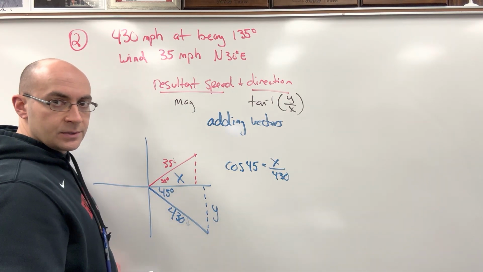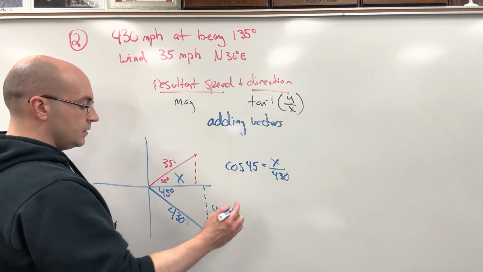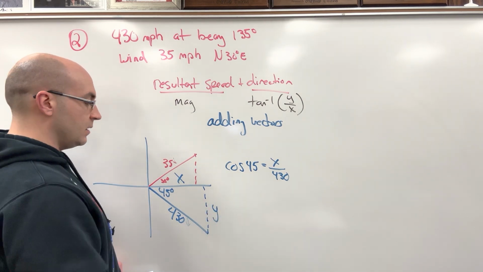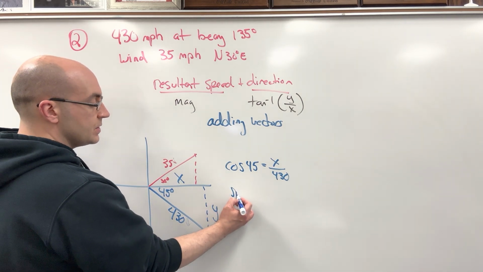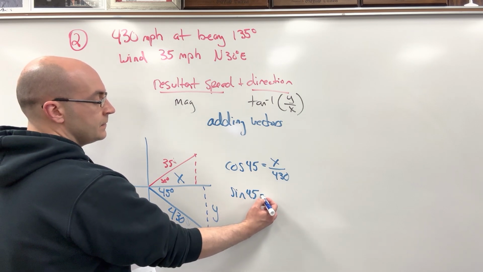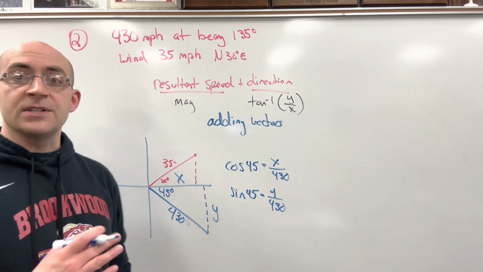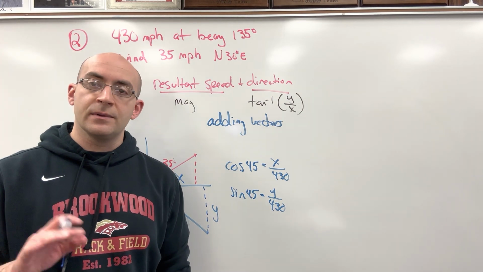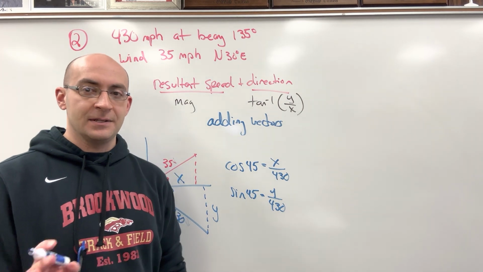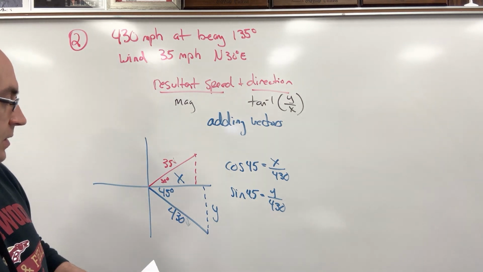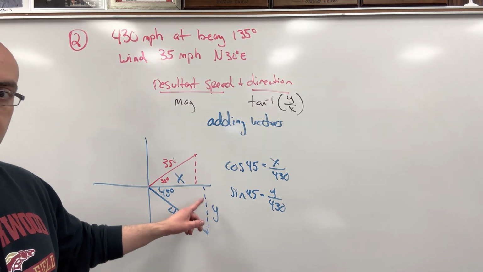Multiplied by 430 on both sides, and then you can just put it in the calculator. To save some time, because this is already a 5-minute video, I'm just going to go ahead and do that. Then we do sine of 45 equals y over 430. Now, if it's a 45-degree angle, both of those values are going to be exactly the same, right? One will be negative though, because our y value was going down.